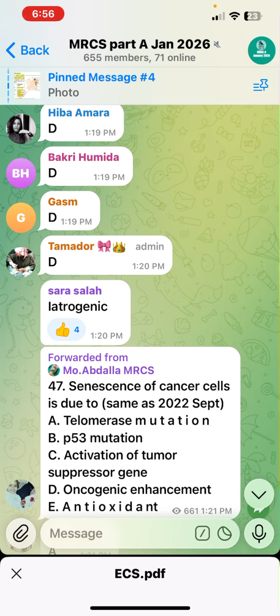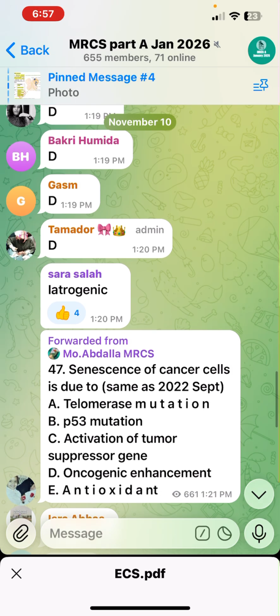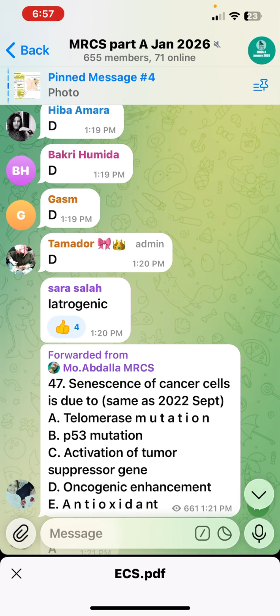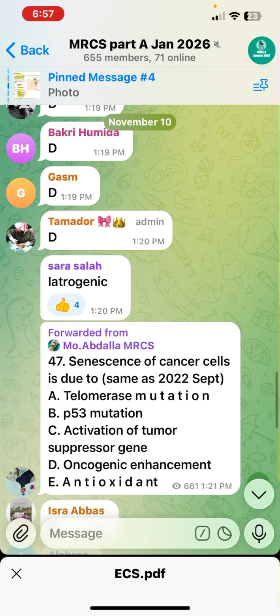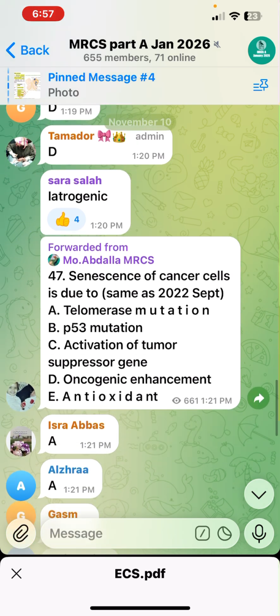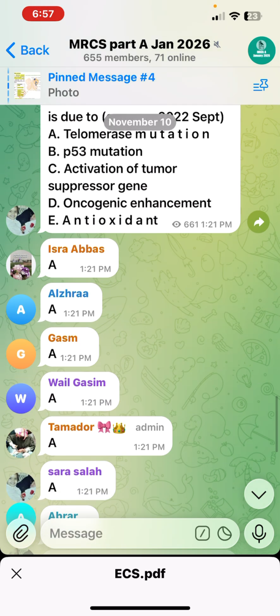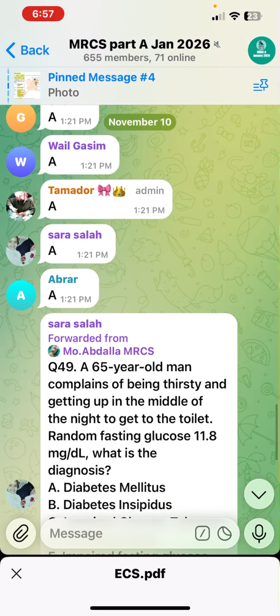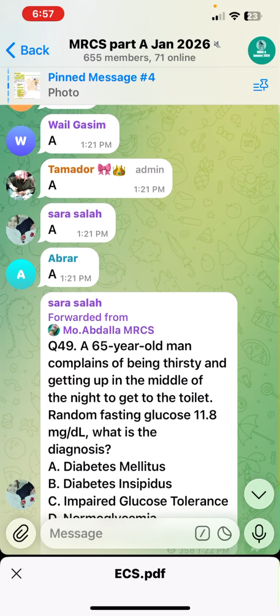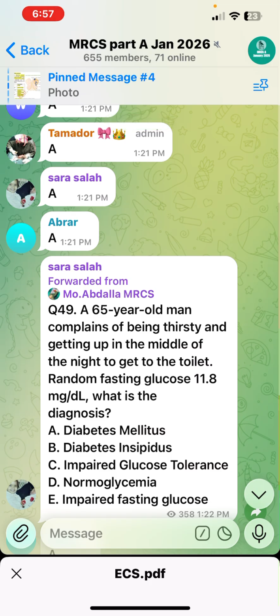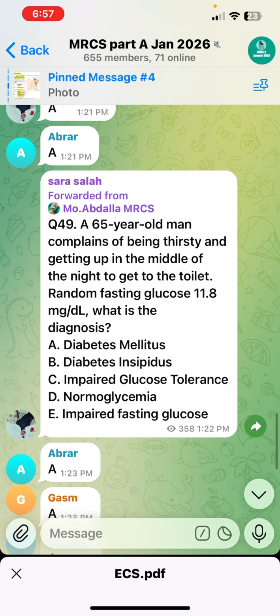Senescence is the same as senescence of the cancer cell, due to telomerase mutation. Senescence means death, old cancer cells getting old. Oncogenic enhancement, antioxidant. Telomerase mutation, so they are getting old. A 65-year-old man complains of being thirsty and getting up in the middle of the night to go to the toilet, and random blood glucose 11.5. What is diabetes mellitus?